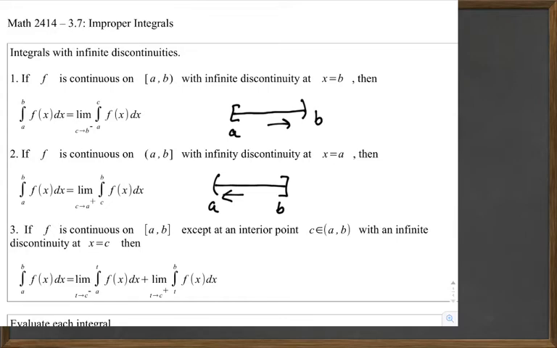If f is continuous on the closed interval ab except at an interior point c in the open interval ab with an infinite discontinuity at x equals c, then the integral from a to b of f of x dx is equal to the limit as t approaches c from the left-hand side of the integral from a to t of f of x dx, plus the limit as t approaches c from the positive side of the integral from t to b of f of x dx. So there's our closed interval, there's a and b, infinite discontinuity at c, and so we'll approach from both the left and the right-hand sides.